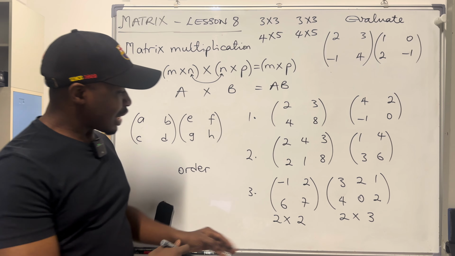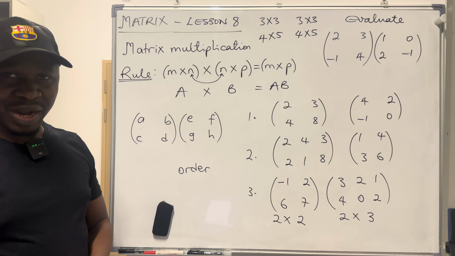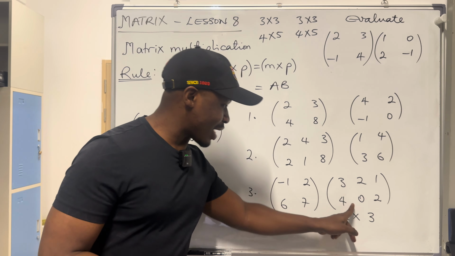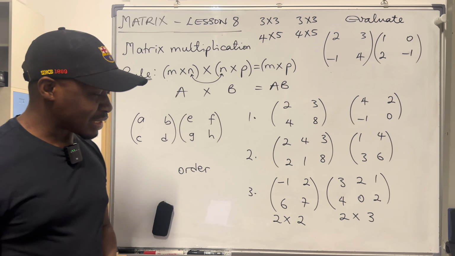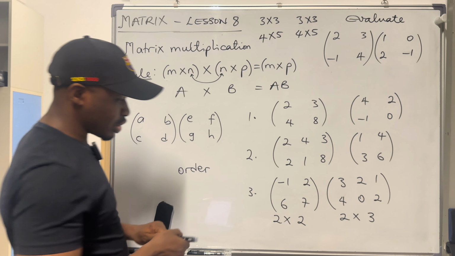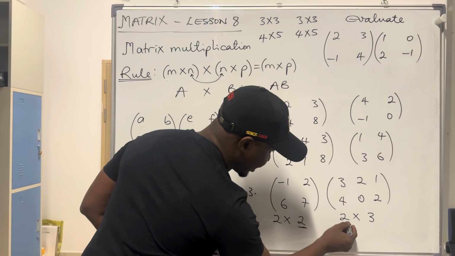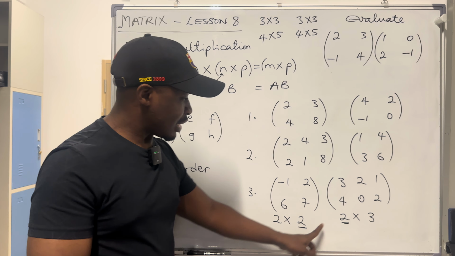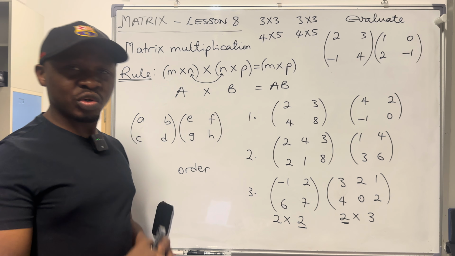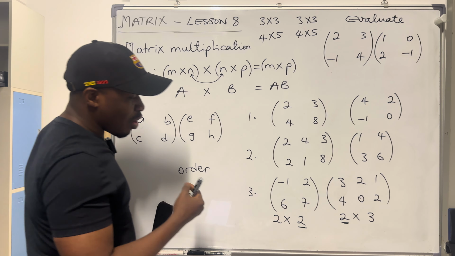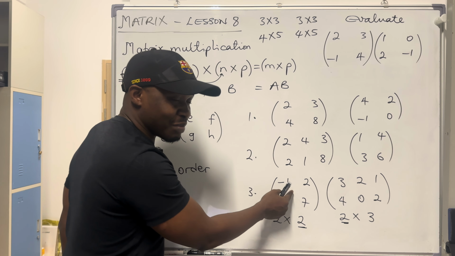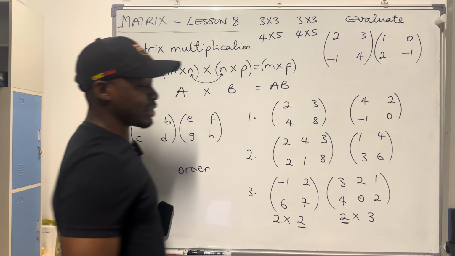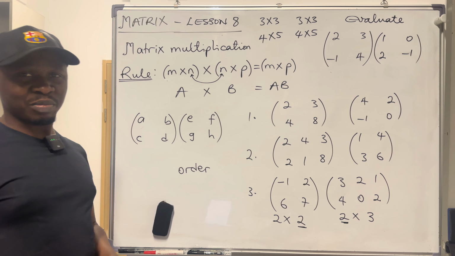So now my question is, can these two matrices be multiplied? Before I tell you, crack your brain and tell me if these two matrices can be multiplied. Yes, they can be multiplied. Why? Because this and this, they are the same. So this is columns, this is rows. So the condition goes like, if the number of columns in the first matrix is equal to the number of rows in the second matrix, those two matrices can be multiplied.